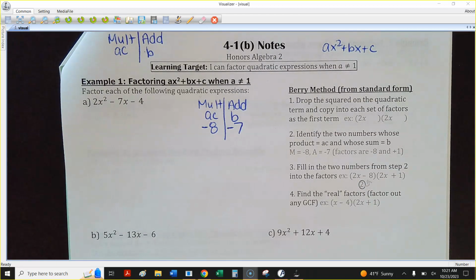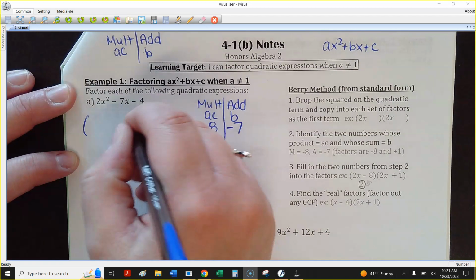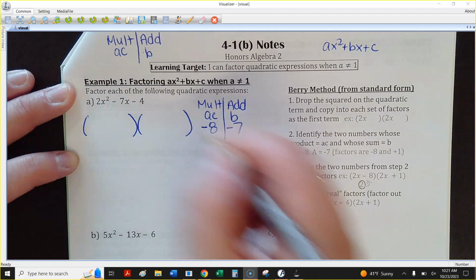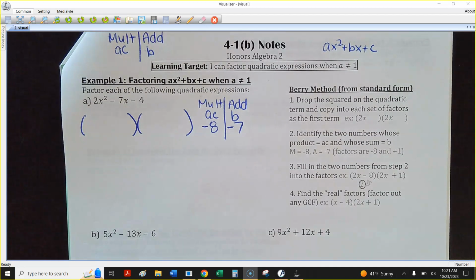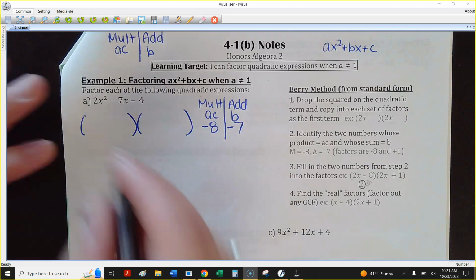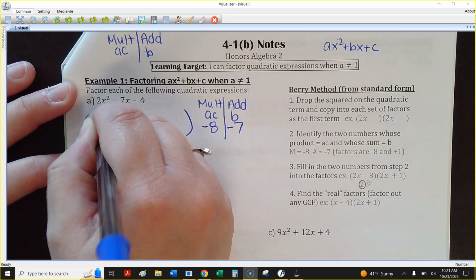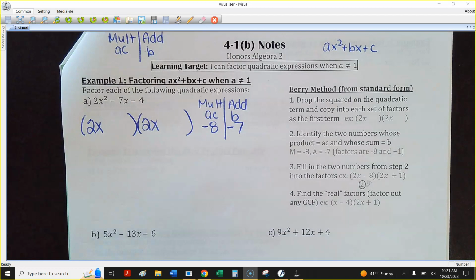Now this is a tiny bit different than what we were doing before. So when you do the factors here, what I want you to do is take the very first term, whatever it is. So I've got 2x squared, and I'm just going to drop the squared and put that at the beginning of each of the terms.